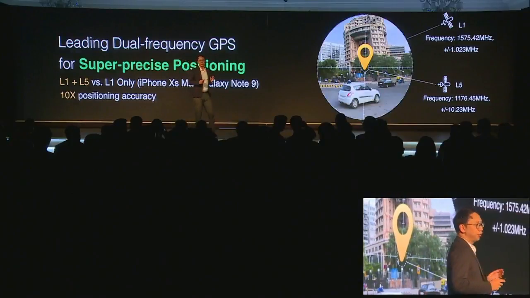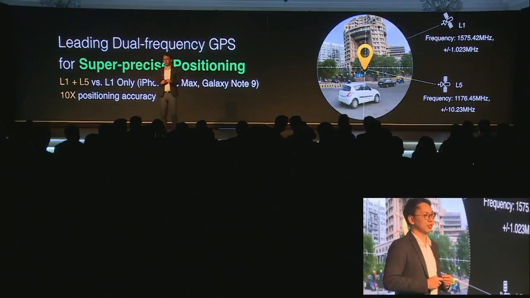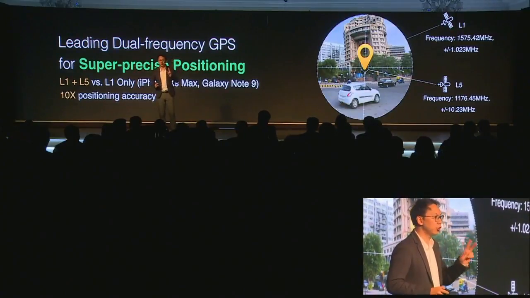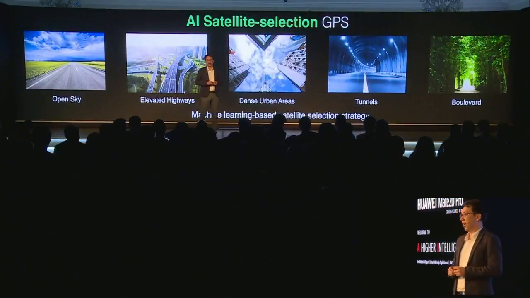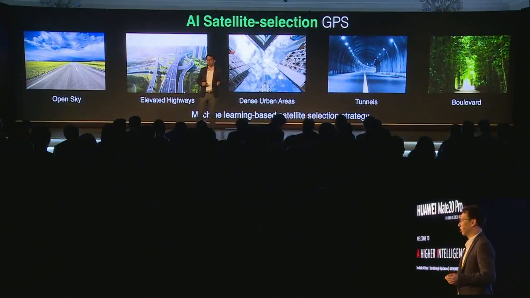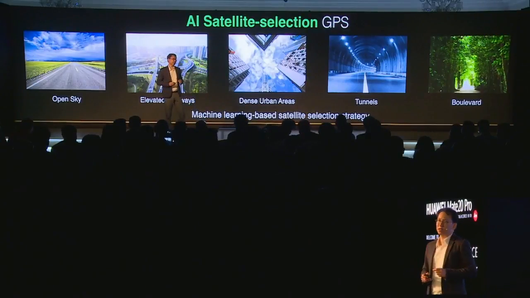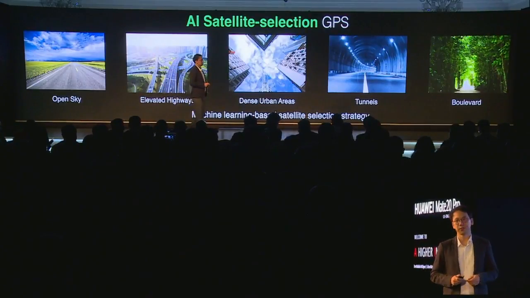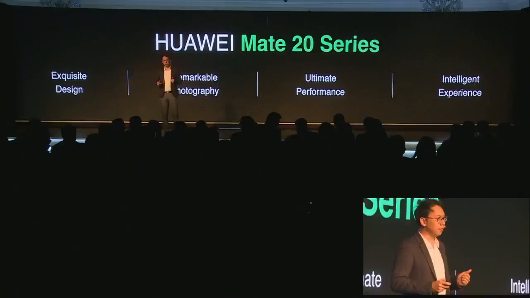In the Mate 20 Pro, we give you the dual GPS solutions, especially the dual GPS solution in very tough scenario, like in the tunnel, like in the city, crowd city. This helps you have a very precise GPS navigation. So this is about the ultimate performance.